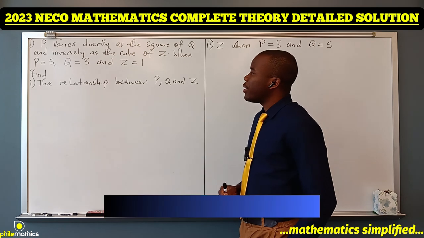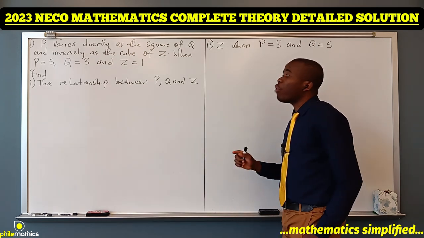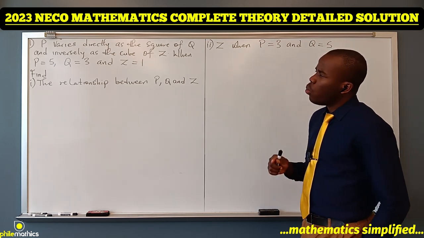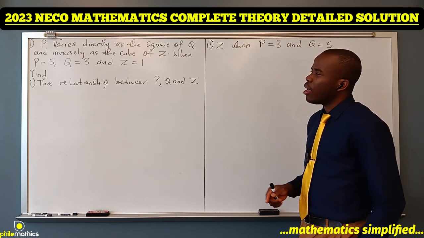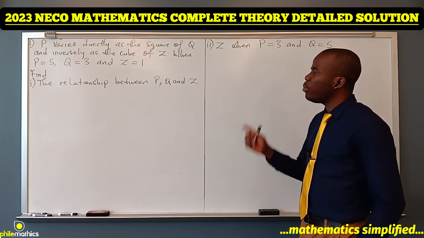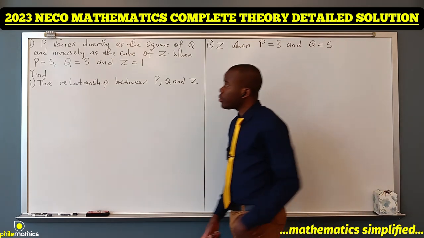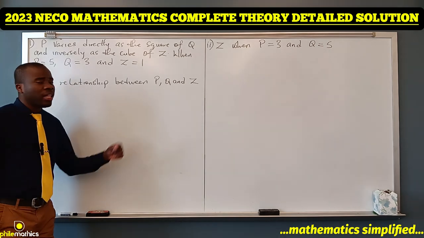The first question says, P varies directly as the square of Q and inversely as the cube of Z. When P is 5, Q is 3 and Z is 1. Find the relationship between P, Q, and Z. This is a joint variation, and so the first thing we'll do is to find the proportionality constant.